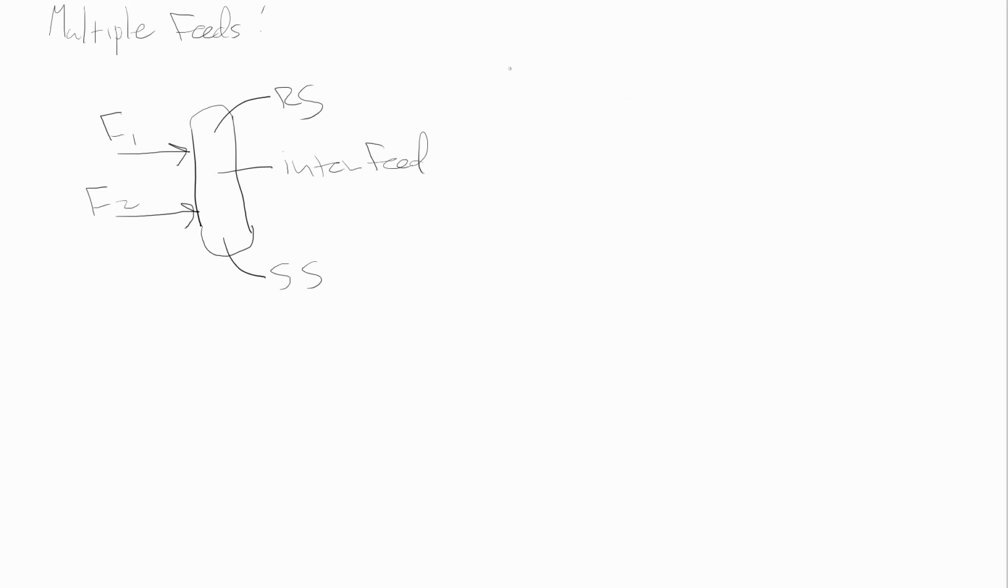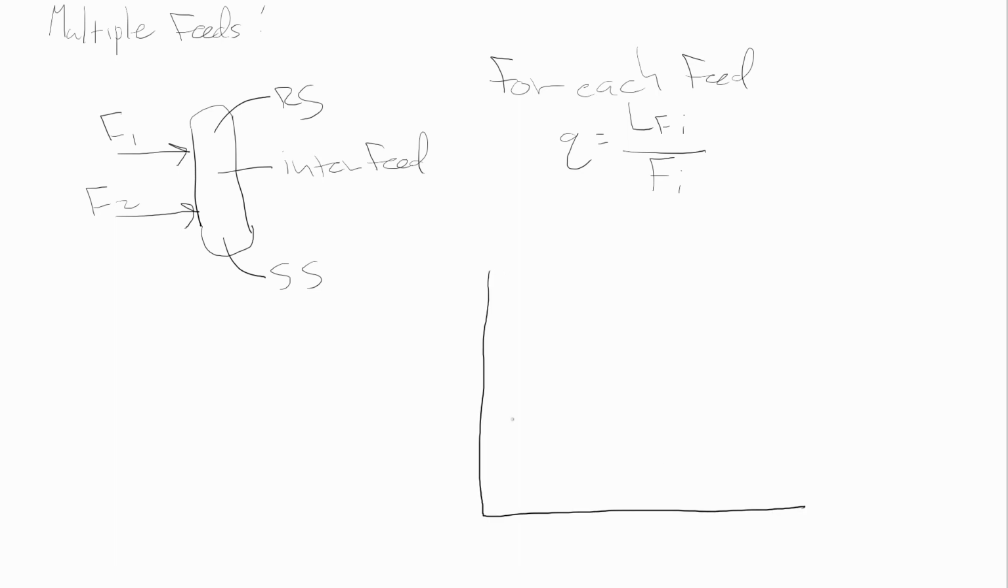So just as before, we use a Q line. So for each feed, we continue to have Q equal to L for that feed over the total feed flow rate, right? So the fraction of each feed that's a liquid. So this gives us a Q line for each feed.